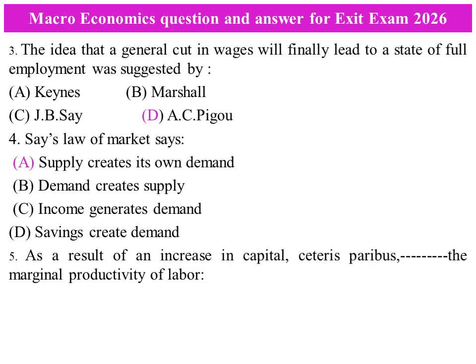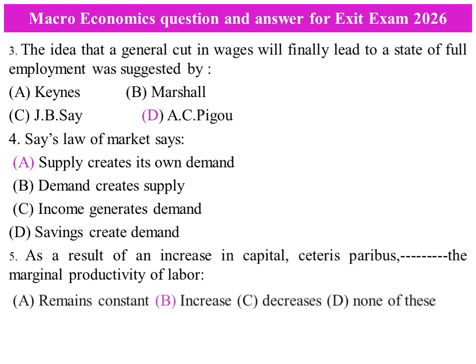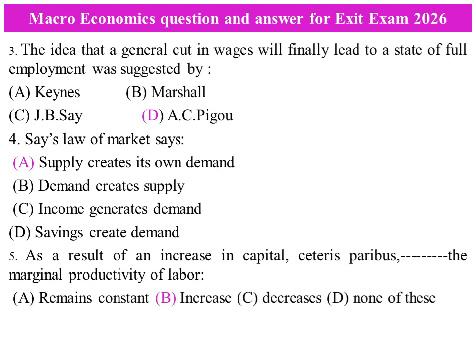Number five, as a result of an increase in capital, other things remaining constant or ceteris paribus, blank the marginal productivity of labor. A. Remaining constant, B. Increasing, C. Decreasing, D. None of the above. As a result of increasing capital, ceteris paribus, the marginal productivity of labor increases.